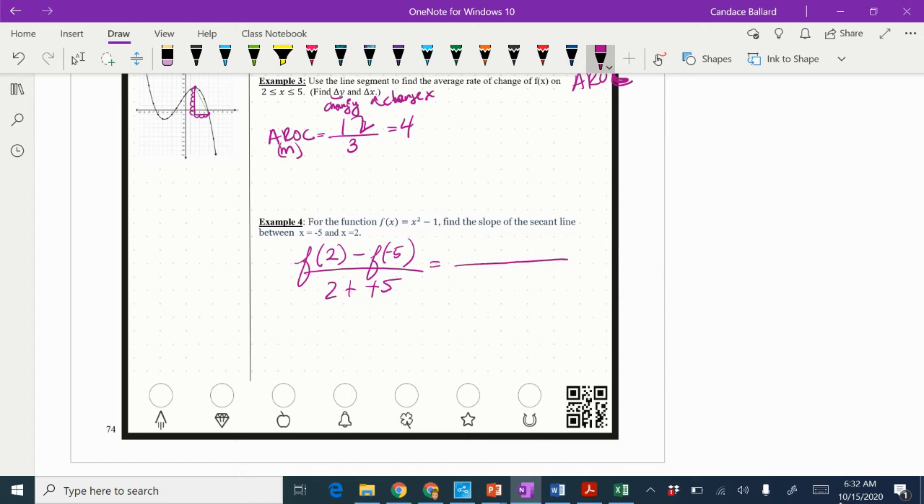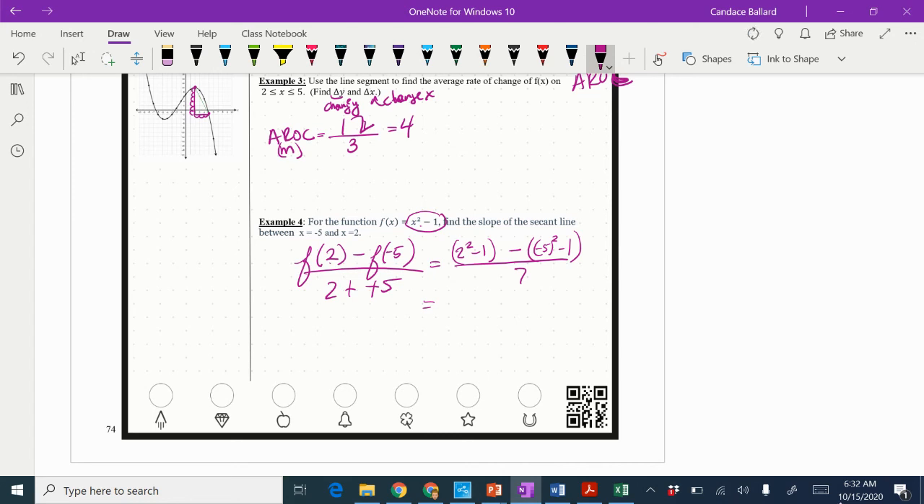All right, so we're going to plug this 2 into this function. That means I've got 2 squared minus 1. And then I'm going to subtract, and I'm going to plug the negative 5 into that function. So negative 5 squared minus 1, over 7. Might as well do the arithmetic.